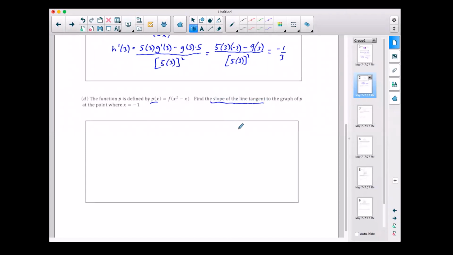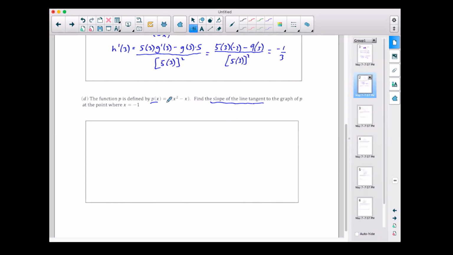When you're doing FRQs, look for those key words. A tangent line sounds so familiar, right? There's a lot of that on the AP exam. And it wants the slope. And we know that the slope of a tangent line is equivalent to the derivative, right? When you take a derivative, you're finding the slope of the tangent line.